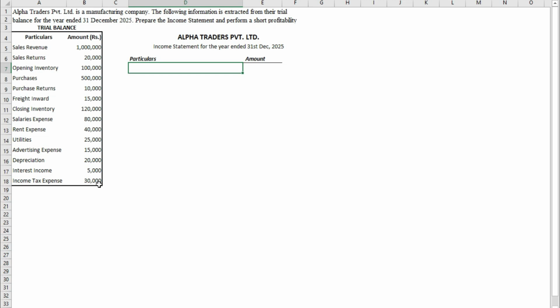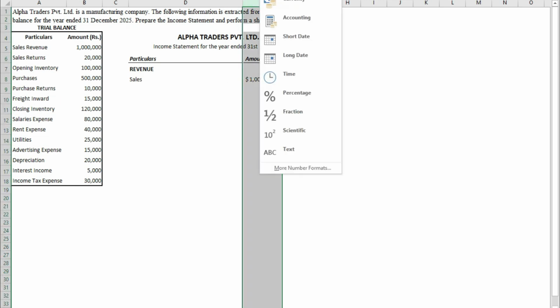So we begin with the sales revenue. Okay, first of all we have to add the revenue here, revenue. And now first of all we have the sales, and this represents the total amount earned from the goods we have sold. Quickly we will do the sales revenue, which is 100,000, and just select this column and move to the accounting format.